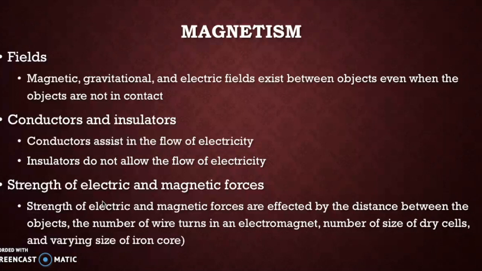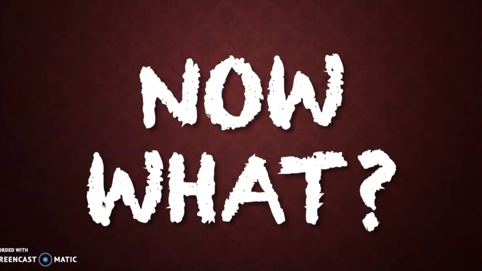And the strength of electric and magnetic forces. So you guys talked about electromagnets. You can make them stronger if you add more coil wire. You can also decrease the distance between the objects, and that's going to increase the force. Also, the number or size of batteries, and a varying size of iron core, is going to create a higher magnetic force.